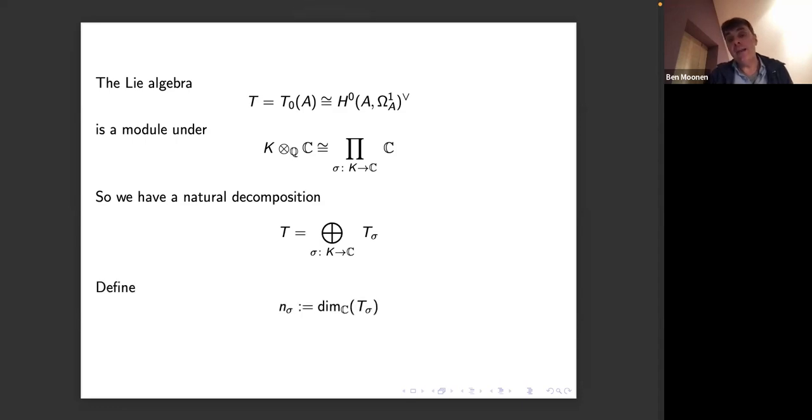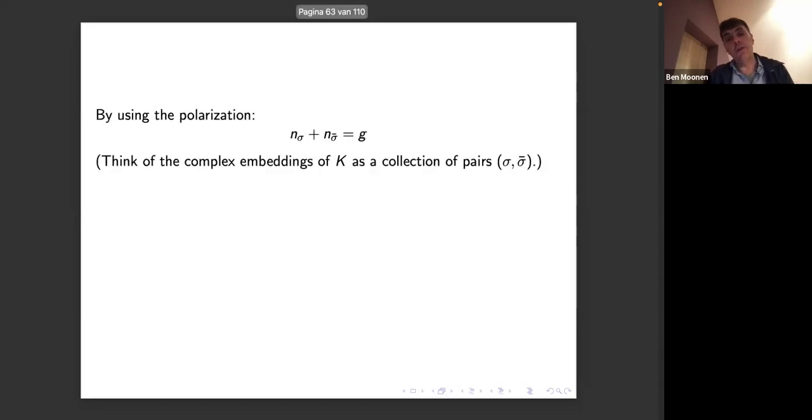Let me write n sigma for the dimension, as a C vector space, of the sigma isotypical component of the tangent space. If you look at the polarization, you will find that n sigma plus n sigma bar, so the complex conjugate embedding, always add up to g, the dimension of your abelian variety. So you should really be thinking of the embeddings of K as coming in complex conjugate pairs.